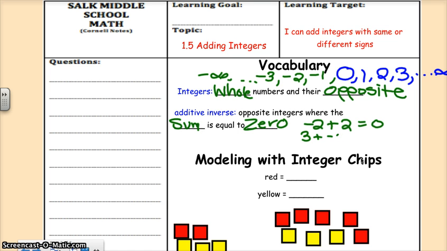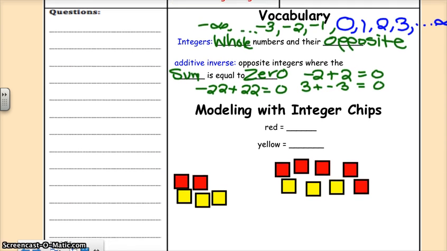3 plus negative 3. They are additive inverses. Negative 22 and positive 22 are additive inverses because their sum is 0. Anytime if you add two numbers together and their sum is 0, they are always additive inverses.